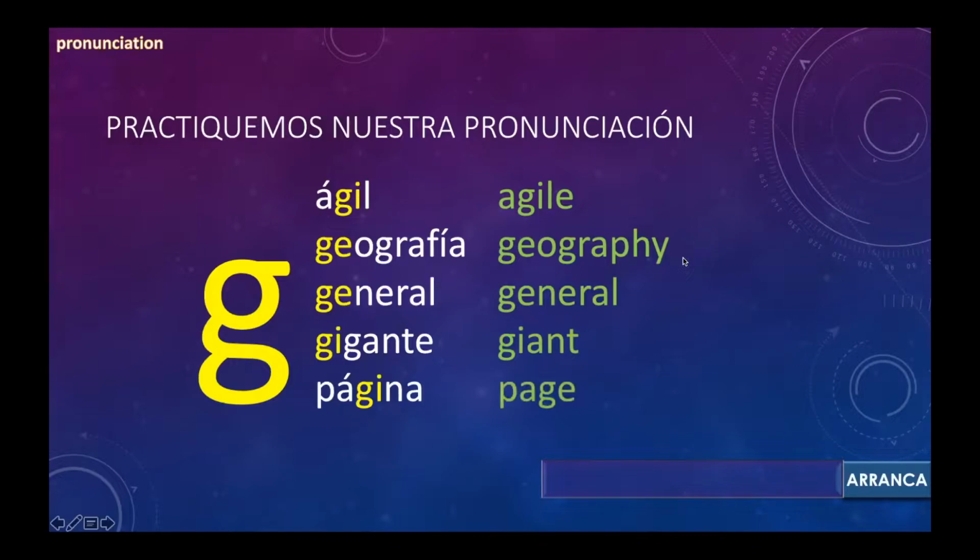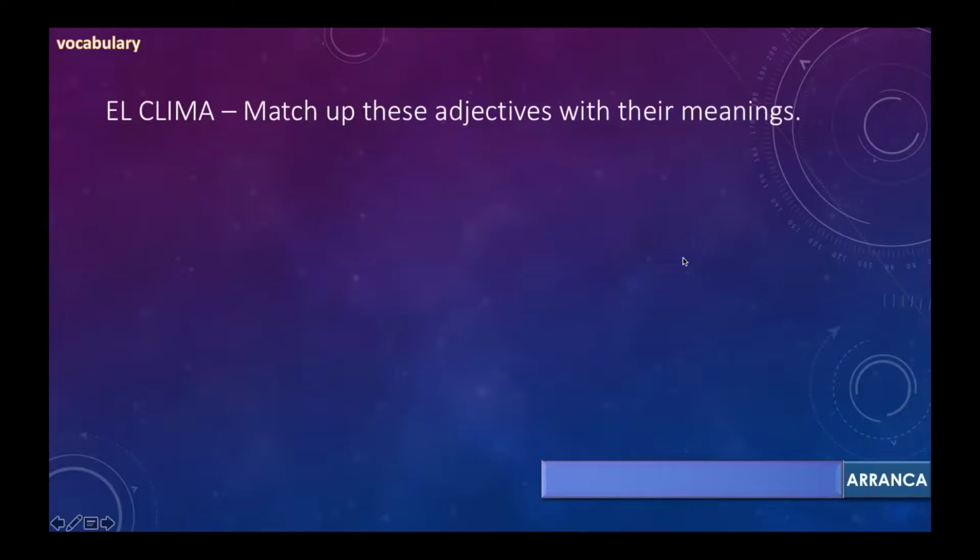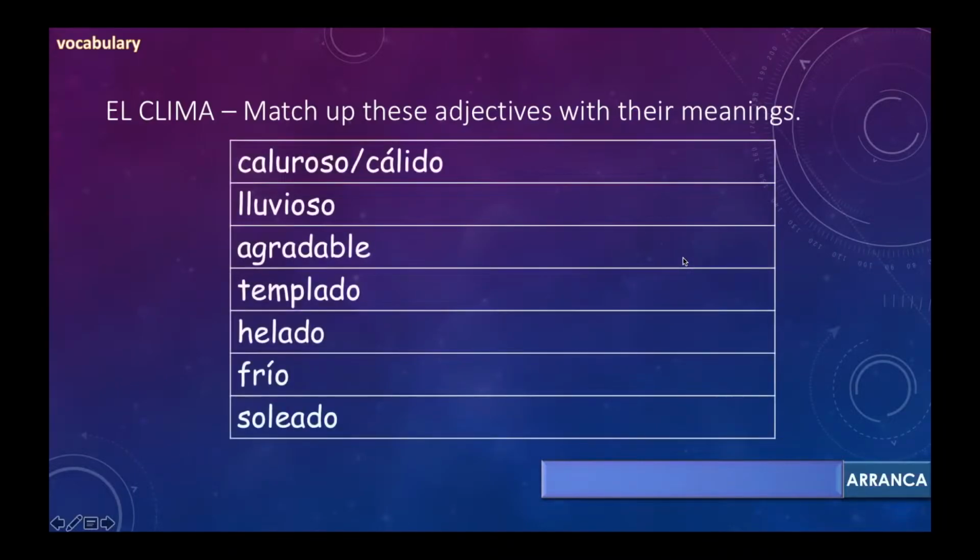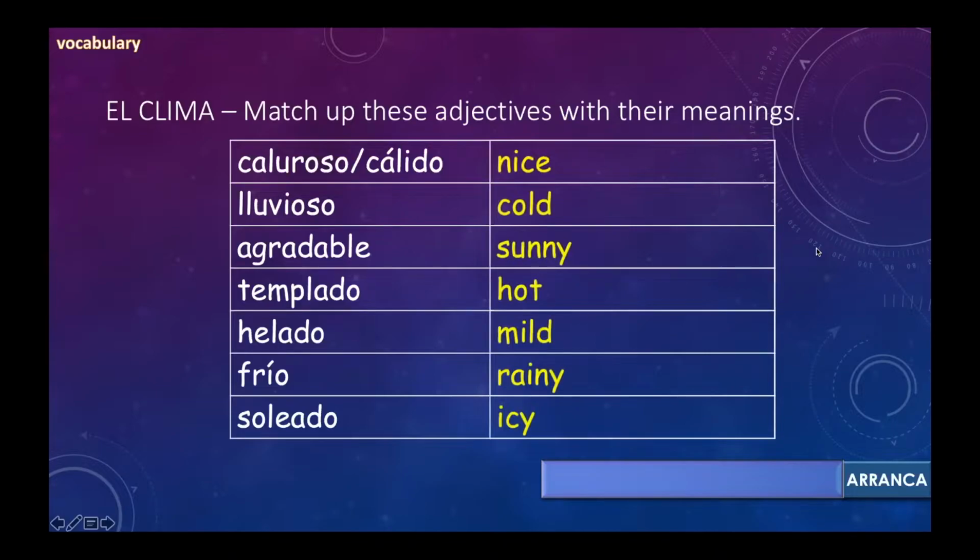So as you can see, the difference in terms of the sound between Spanish and English is quite big. So it's really good for you to practice these words. Let's continue. So we're going to be talking about el clima, the weather today. So we need to match up these adjectives with their meanings. So I've got caluroso or cálido, lluvioso, agradable, templado, helado, frío, soleado. I'm going to help you with some words. And I'm going to give you a few minutes for you to match them up. Off you go.